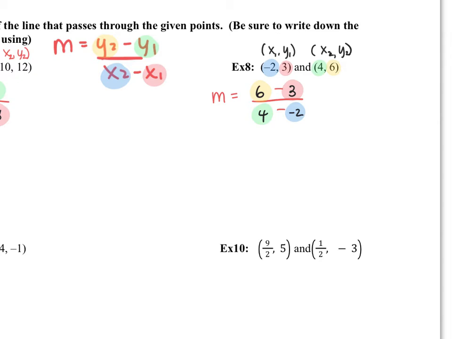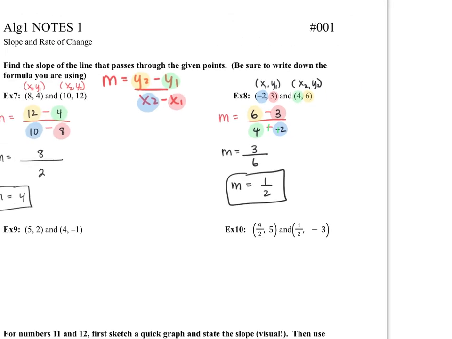Now my next step, in order to actually subtract these, well, 6 minus 3 is just 3, but 4 minus -2, I know I would do keep change opposite, and I would end up with 6. And then I'm going to simplify, and I'm going to get a final answer of 1/2.